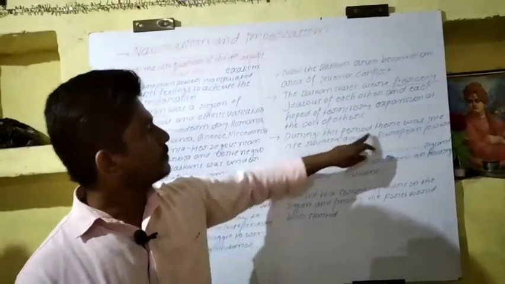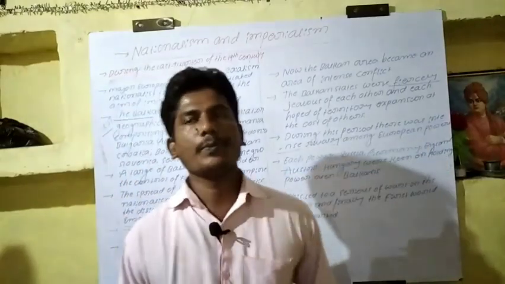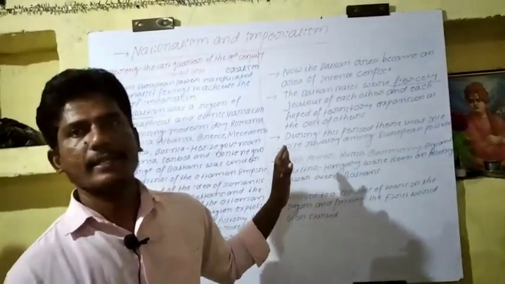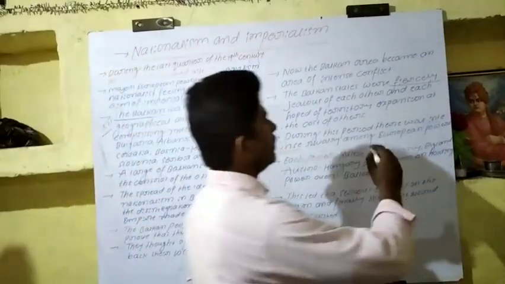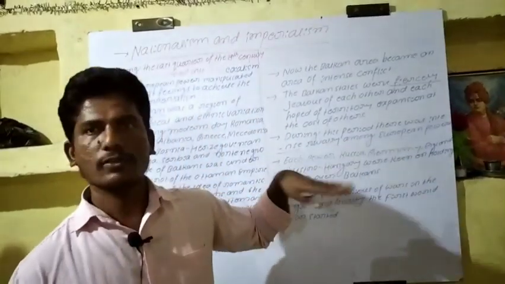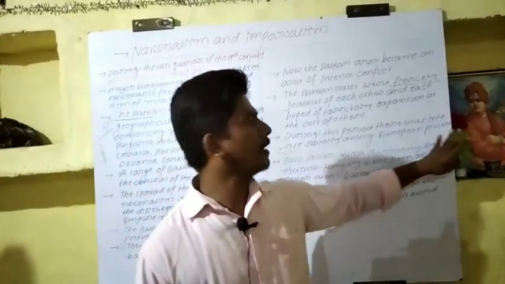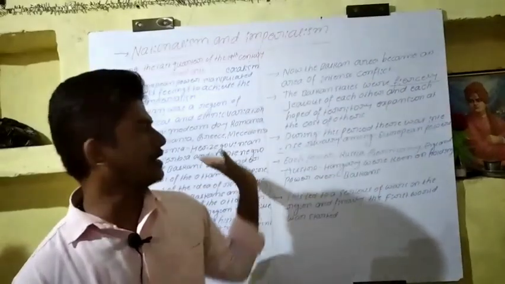During this period there was intense rivalry among the European powers. So during this period what happened? There was fierce competition among the European powers. Those days, there was high competition among the European powers. So which were the European powers? You might know the countries' names.